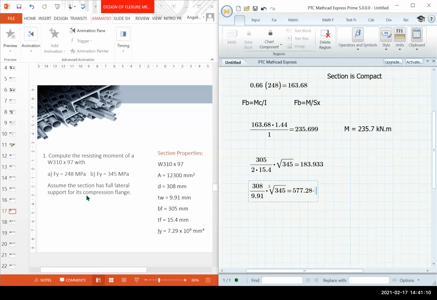Pero this falls under semi-compact, di ba? It is greater than 170 but less than 250. So we can say that the section is semi-compact.